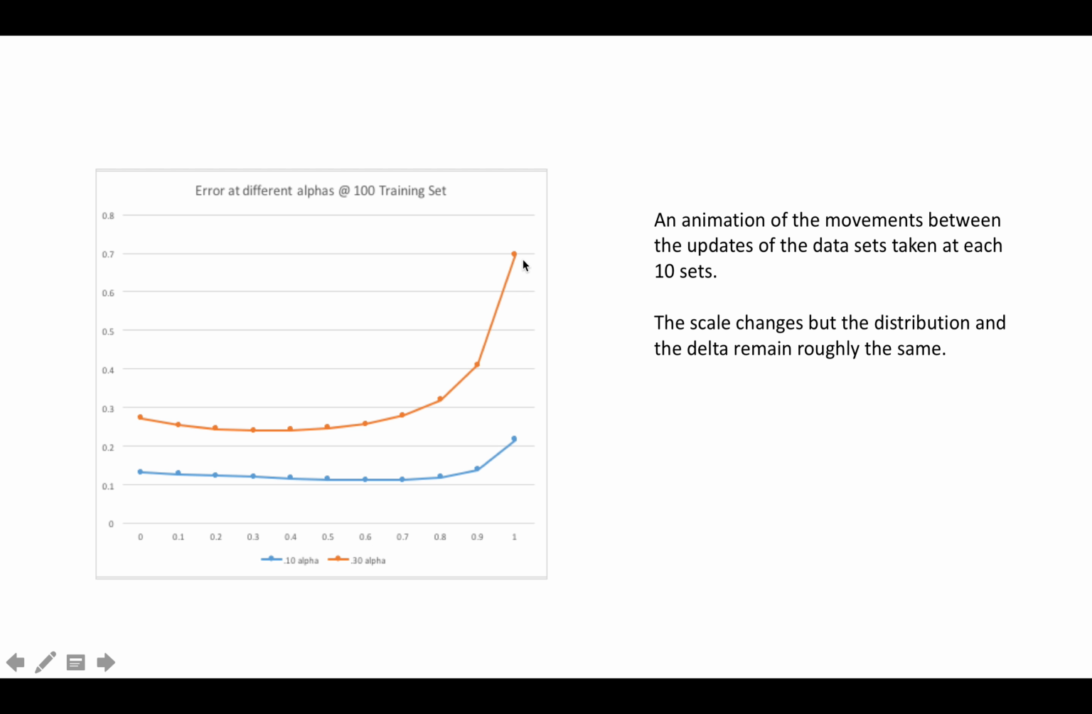At .3 alpha, the error rates are significantly higher. That's it.